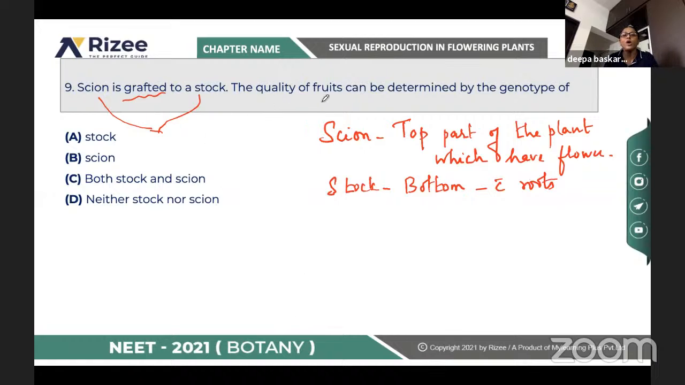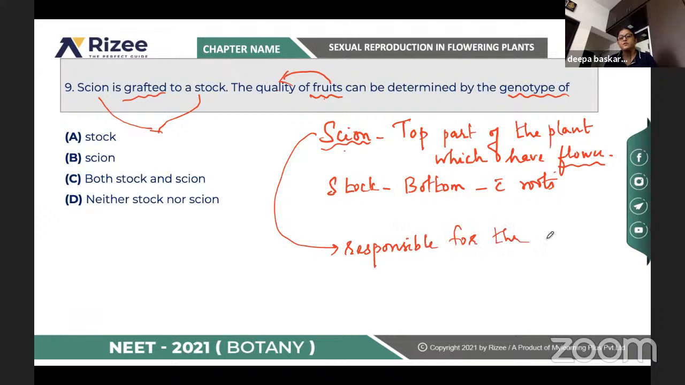So here the question is, the quality of fruits can be determined by the genotype of. So the fruit quality depends on flowers. Clear? So here we are having the scion. That is, the flowers are present in the scion. So definitely the genotype of scion is responsible for the quality of fruits. Clear? So the correct option is scion.